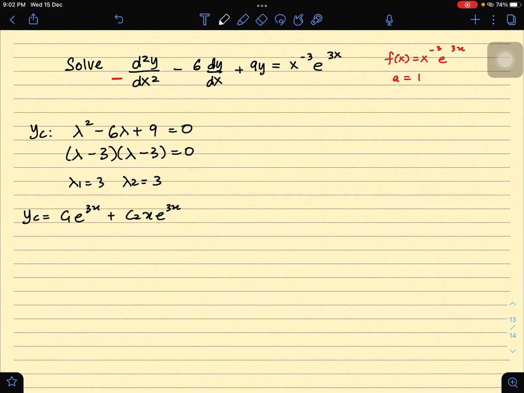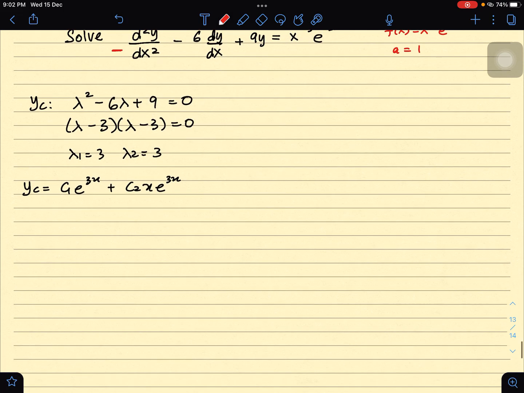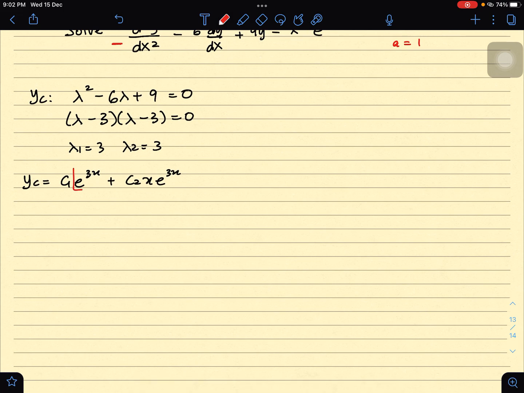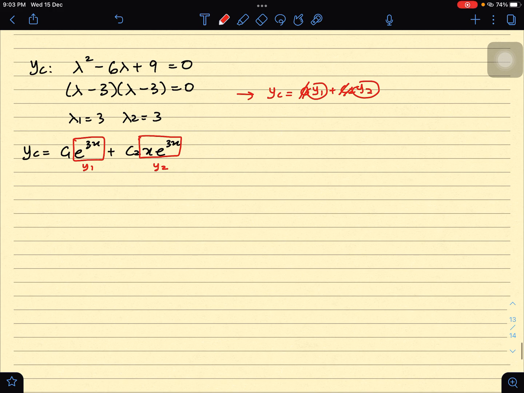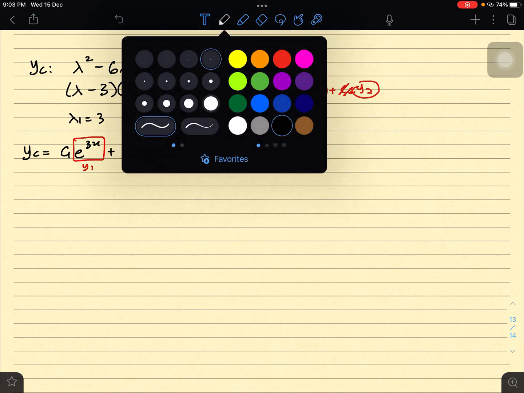From your yc, you will identify your y1, which is clearly this one, and this one is your y2, because we know that our yc is in the form of c1y1 plus c2y2. So we just ignore the constant, the rest is y1, ignore the constant, the rest is y2. Now this y1 and y2 we will use in the variation of parameter step.